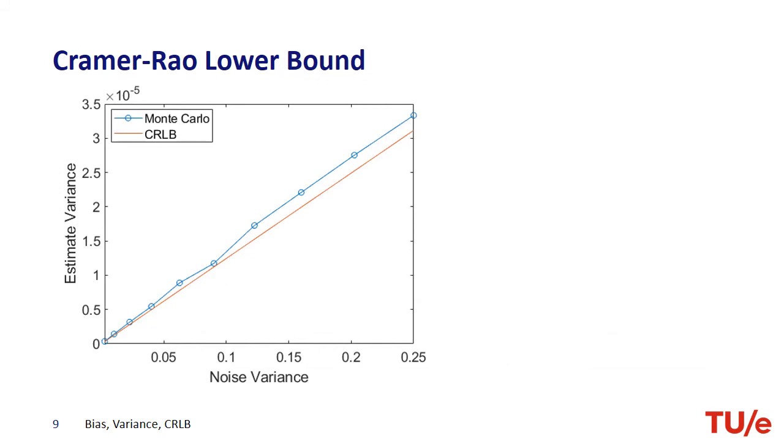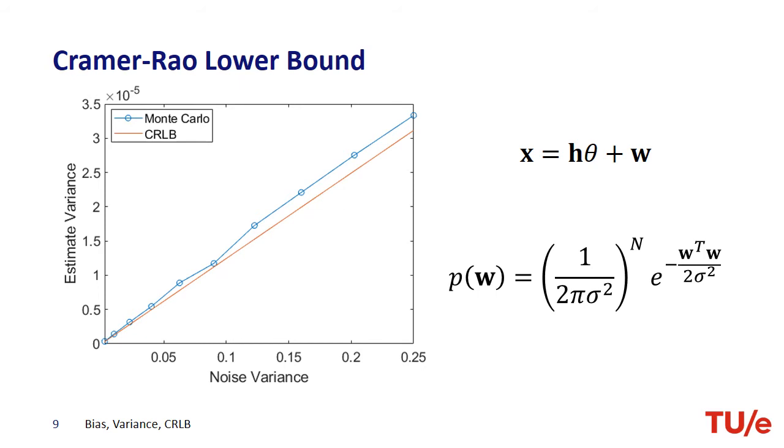Now, let's plot the variance of the estimate against the Cramér-Rao bound we calculate for different noise variance values. I will not provide the math to calculate the Cramér-Rao bound. You can find the formulation of the Cramér-Rao bound in the lecture notes. But I would like to emphasize 3 key points. First point, to calculate the Cramér-Rao bound, you need 2 essential components: the signal model and the noise probability density function.